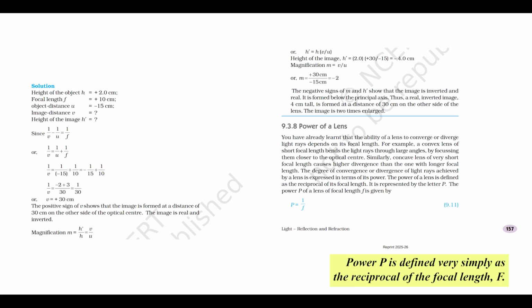Power P is defined very simply as the reciprocal of the focal length, F. P equals 1/F, equation 9.1. The SI unit of power is the dioptre, D. You've probably heard this unit from optician prescriptions.